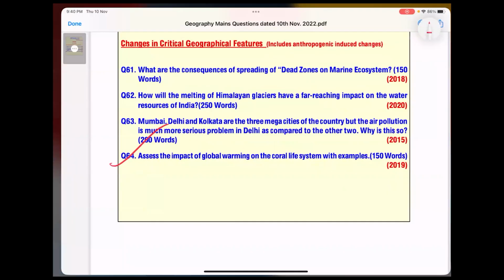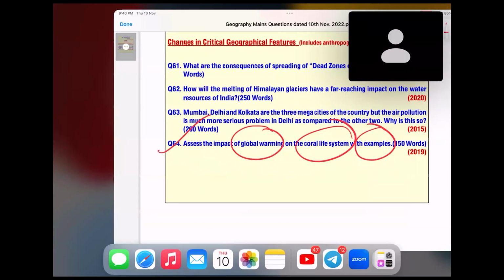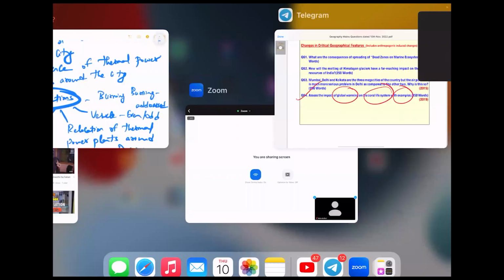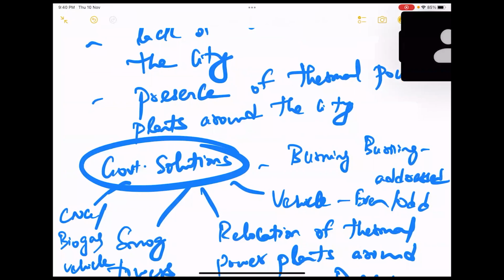Assess the impact of global warming on coral life system with examples. So they are asking you to give the examples of the impact of global warming on coral life. So assess the impact. Obviously the impact is negative. We all know that the coral reefs across various countries are reducing because of global warming. So what is this question about?